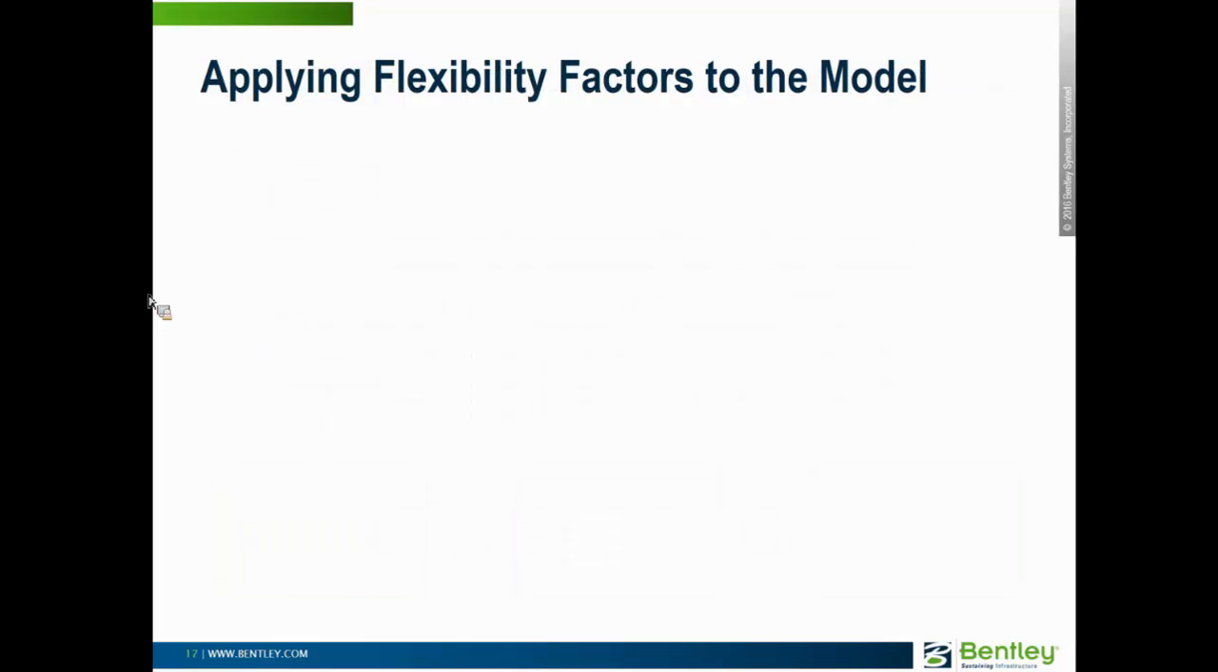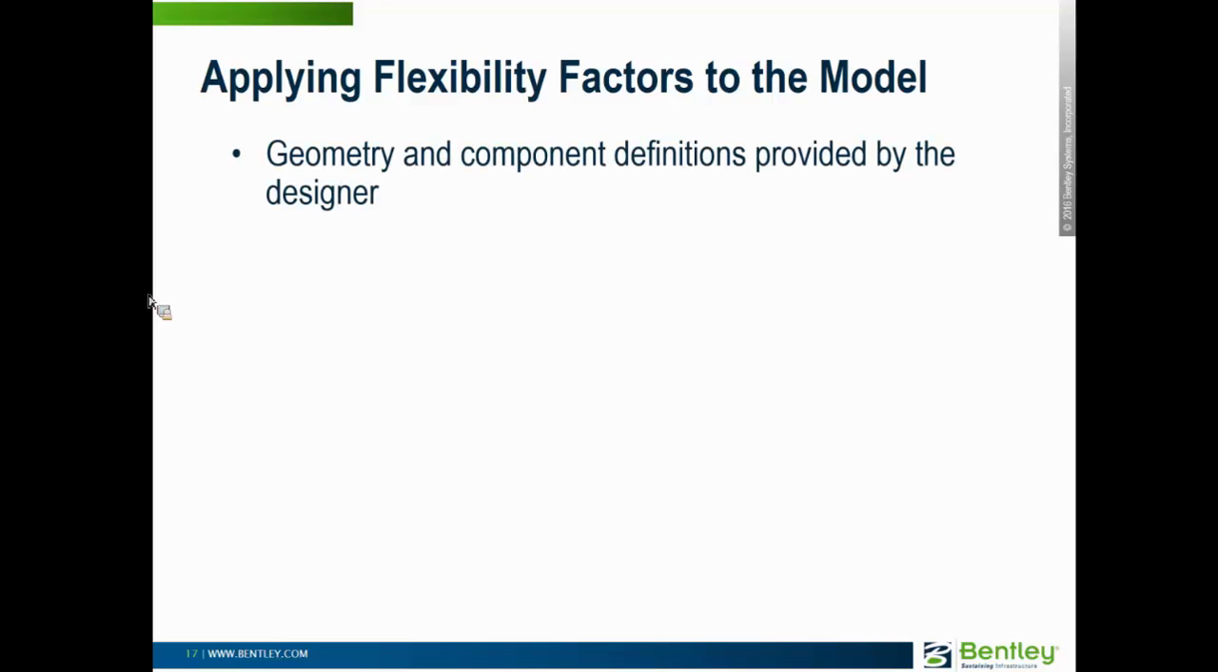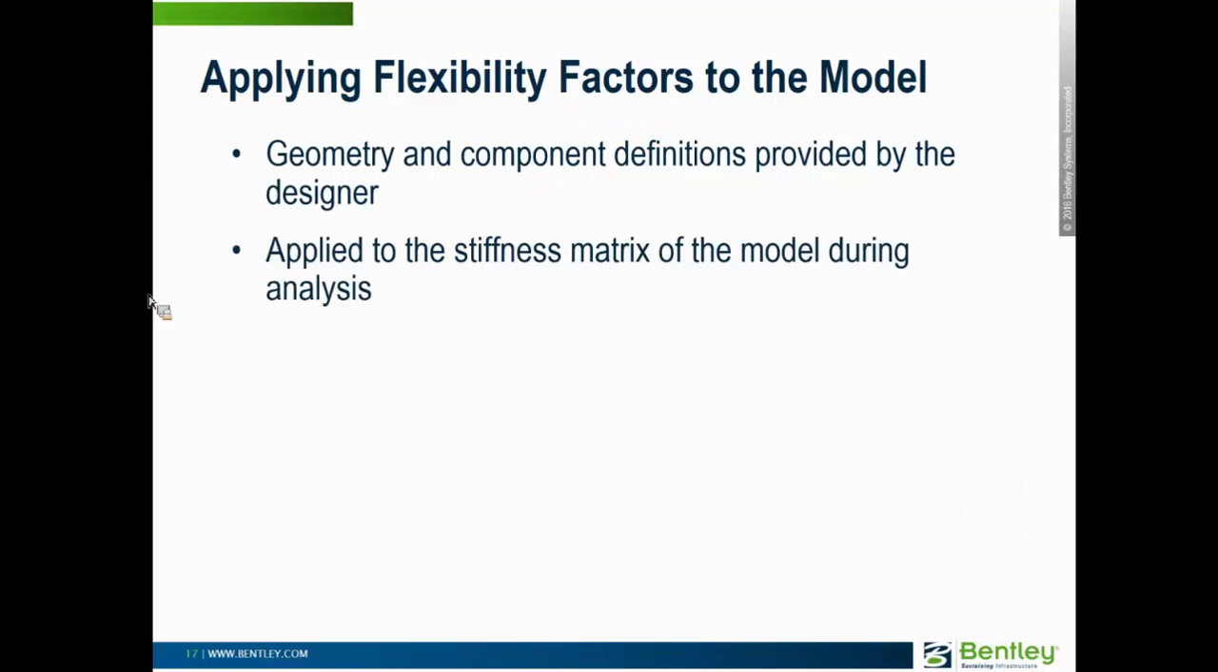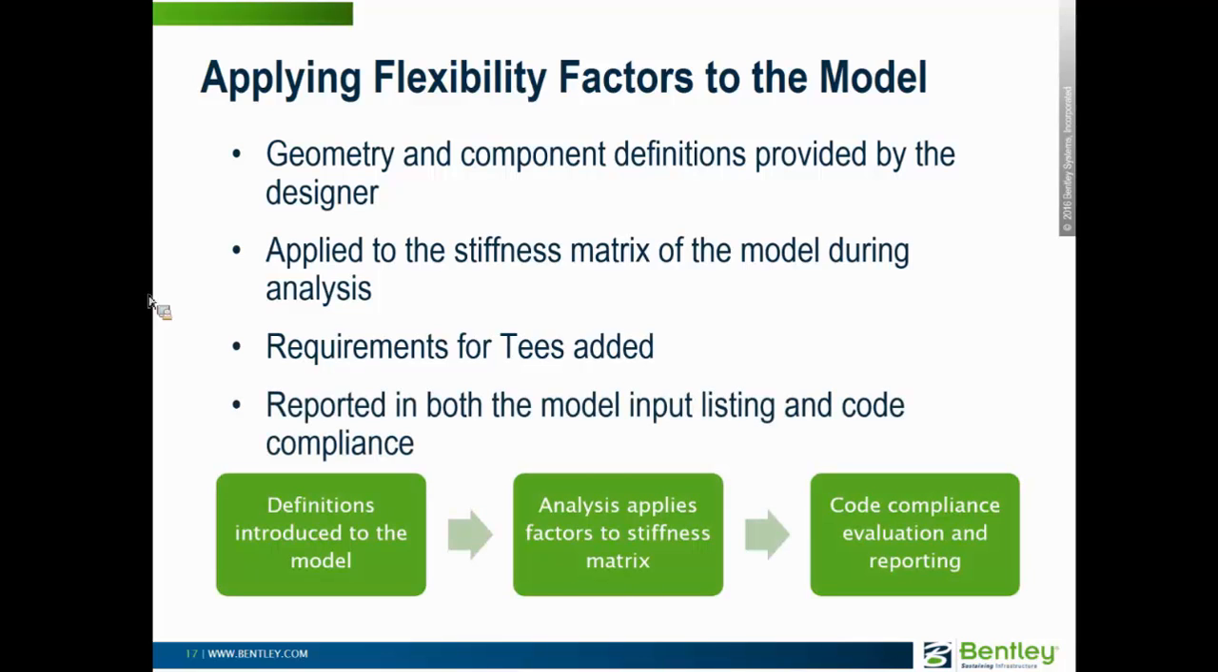A similar approach here for T flexibility inputs. Geometry and component definitions are provided by the designer, and applied to the stiffness matrix analytically. New parameter fields have been added for each T-type. And the K-factors are reported back to the user with a new model input listing and report that I will show shortly. Again, a very simple flowchart to show you how simple it can be done.